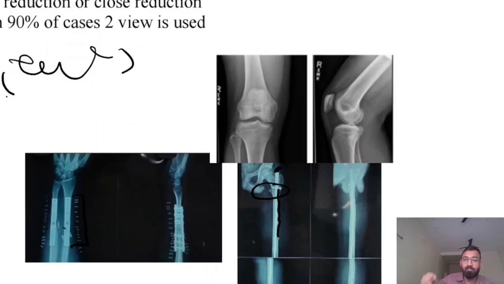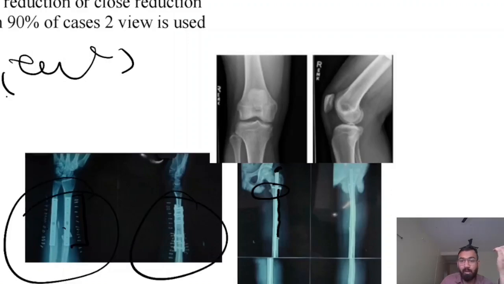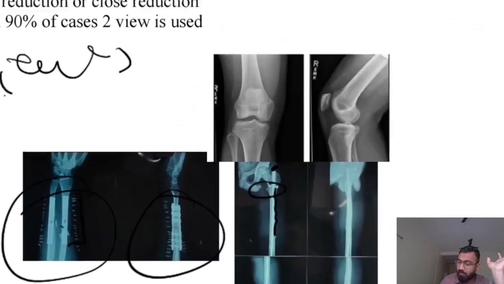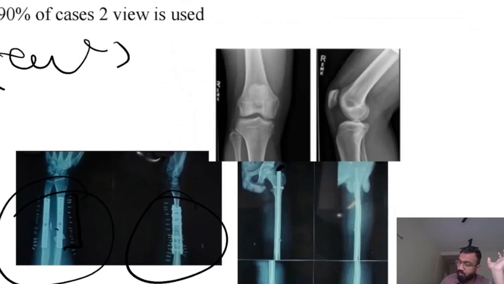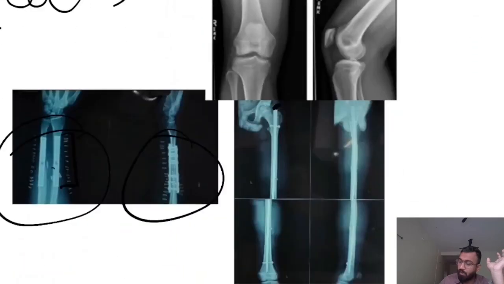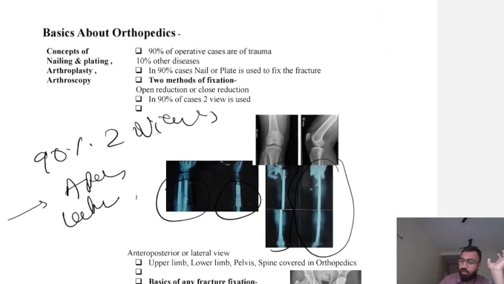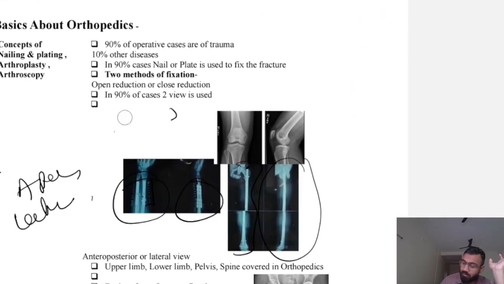Okay, X-ray rays going anterior to posterior, this is the anteroposterior view, and this, you can see, is the lateral view. Like in this case also, you can see this is the anteroposterior view of the nail, this is the lateral view. In the lateral view, the X-ray radiation is going laterally.